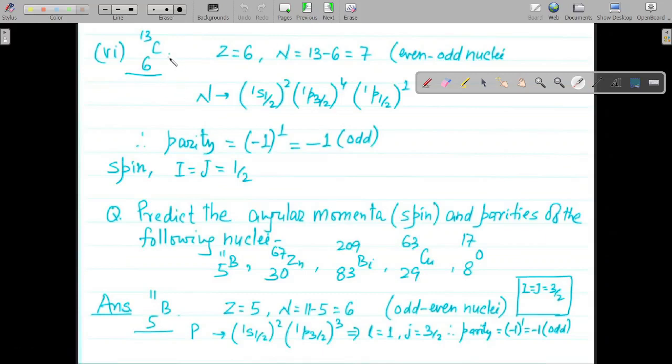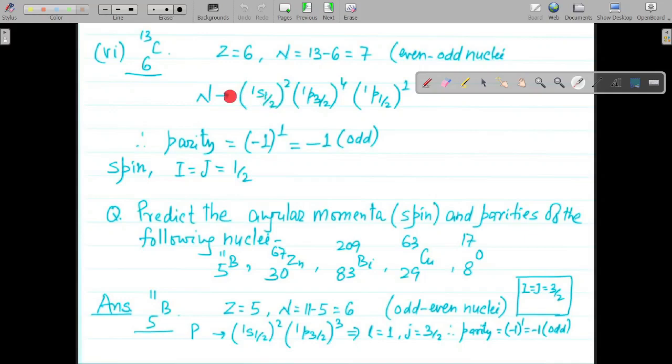Now C613, let us see this. For C613 you can see clearly that Z equal to 6, N equal to 7. So it is an even-odd nucleus once again. No need to write with respect to proton because the number of protons is even. Just write with respect to neutron, because the number of neutrons is odd.